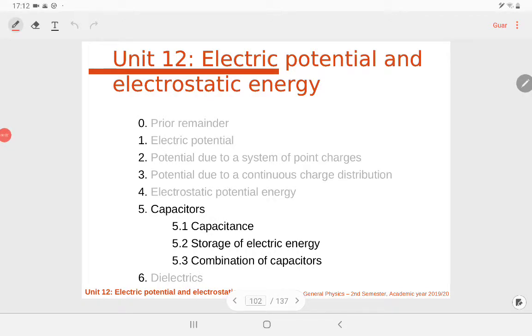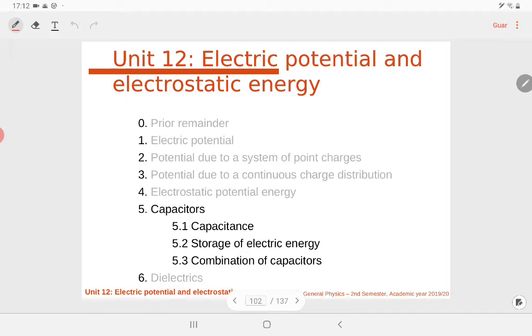In this video, we focus on capacitors. We will describe what a capacitor is and its main characteristics, its capacitance. We will focus on parallel plate capacitors. Then we will look at capacitors as a way of storing electrical energy, and we will calculate how much energy is stored in a parallel plate capacitor.